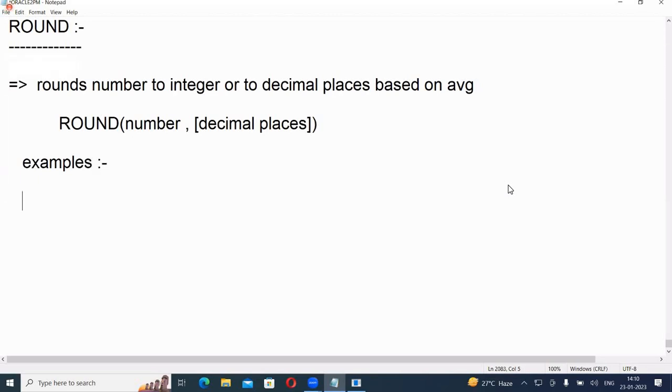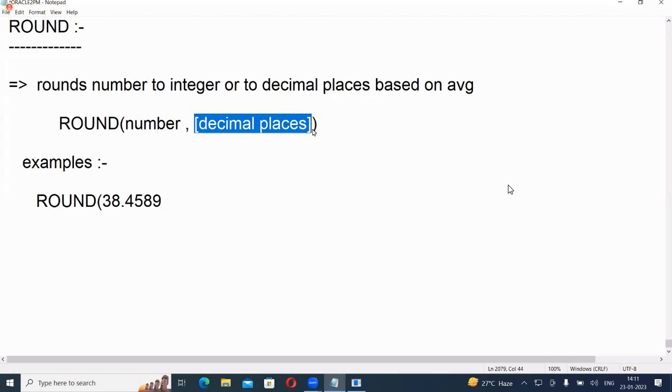Then round. You can pass any number. I'm passing some number, suppose 38.4589. But what is decimal places? Optional. Decimal places is optional. I'm not giving the decimal places.